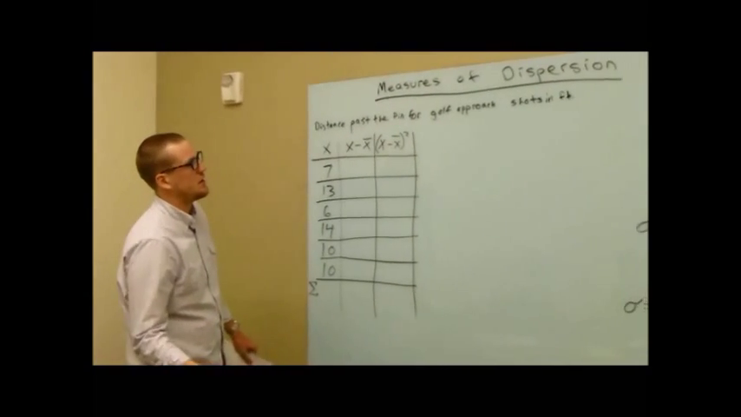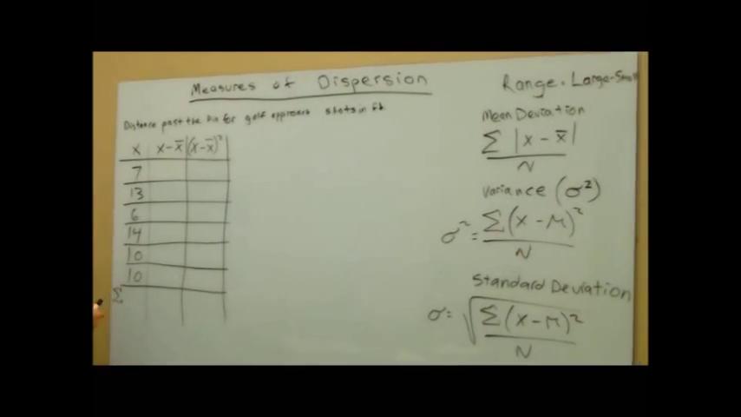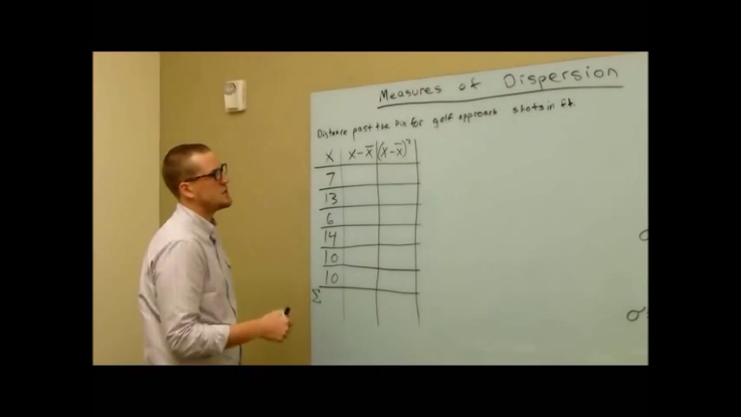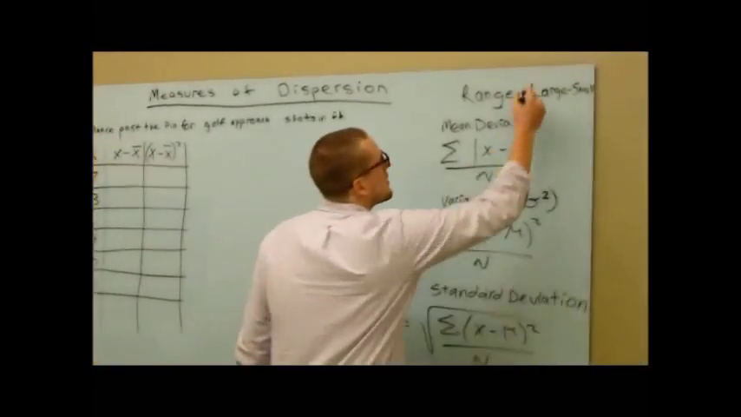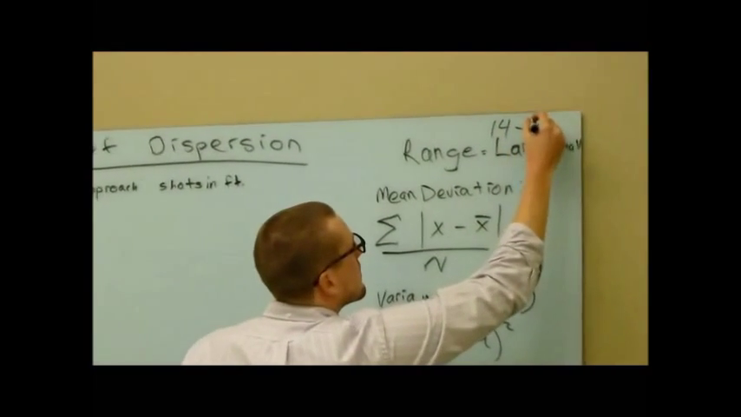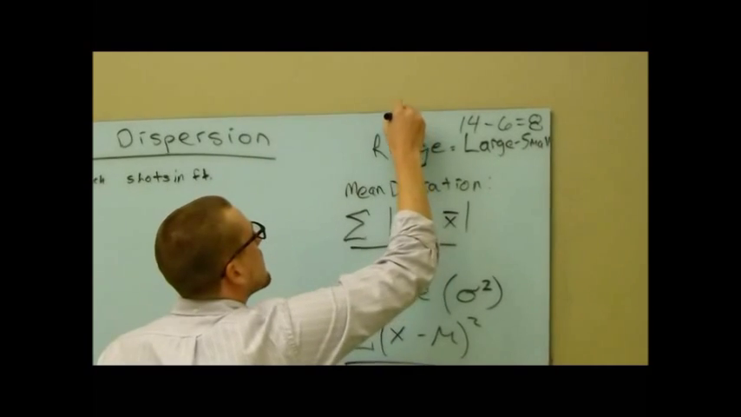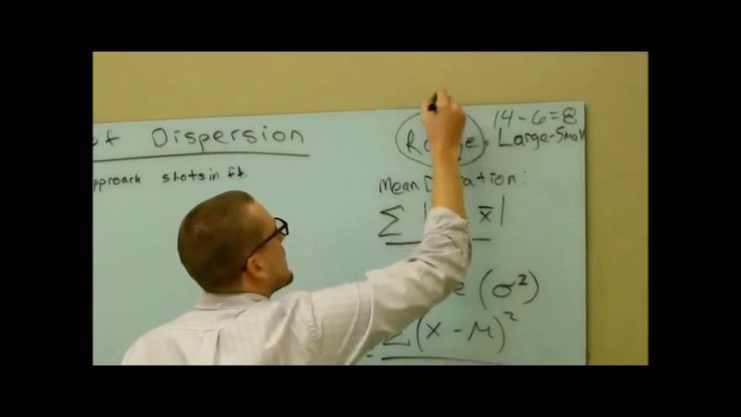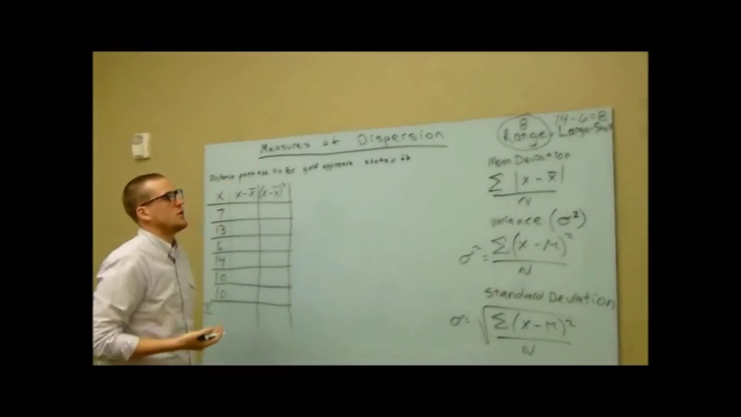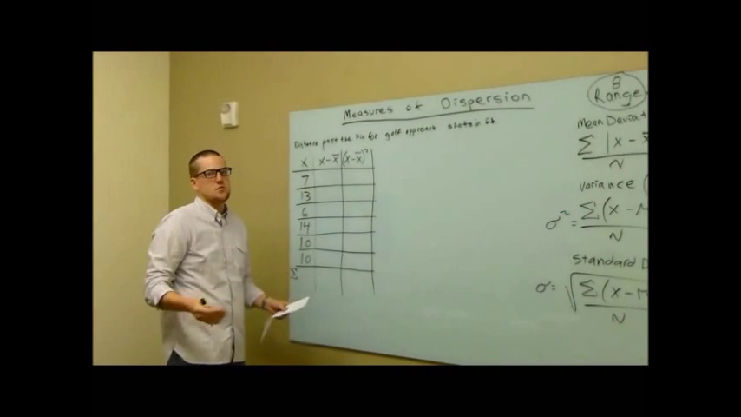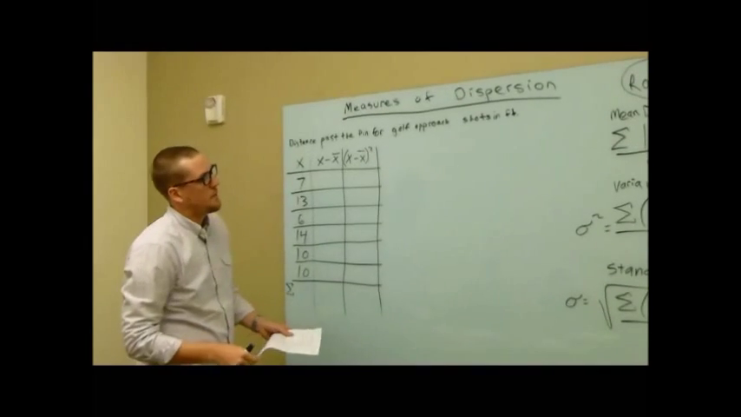So first, let's find the range. Our furthest was 14, closest was 6, so 14 minus 6 is going to give us 8 for our range. Now that's just one measure of dispersion. Range gives you the distance between the largest and the smallest data point in your set.